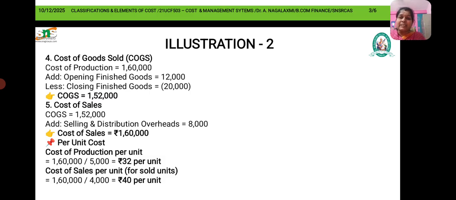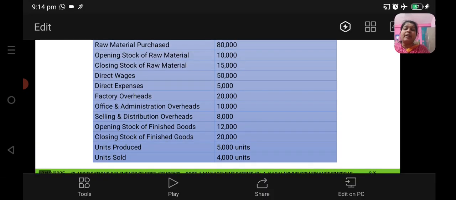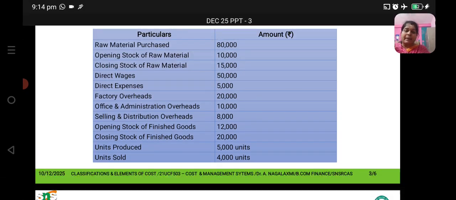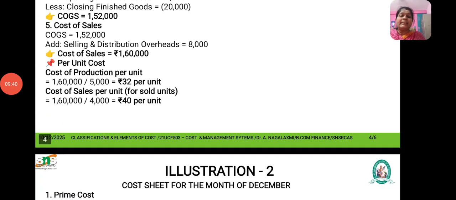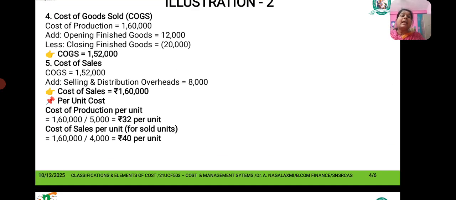Now we are at the stage of finding out the cost of sales. Cost of sales is nothing but cost of goods sold plus selling and distribution expenses. So cost of goods sold is 1,52,000 that we ascertained plus selling and distribution overheads 8,000 given in the sum, and we get cost of sales as 1,60,000. So we found out the cost of sales. Here they have not given the selling price.